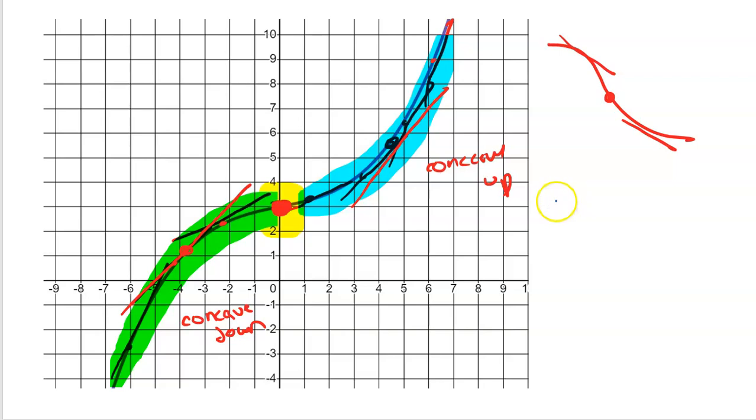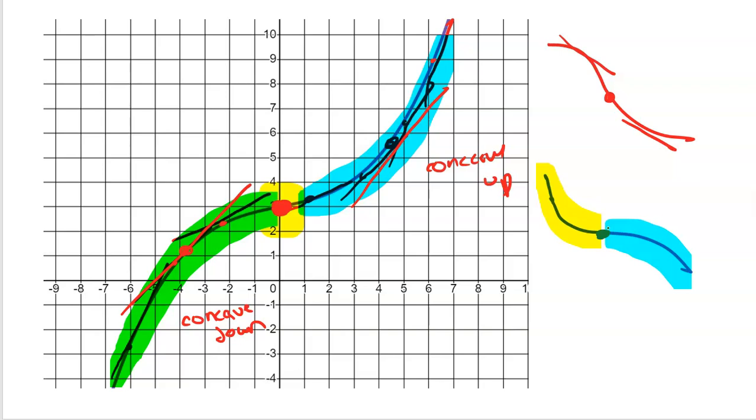Here's maybe another example. What's going on in this function? Right here, I'm concave up. Right here, I'm concave down. So wherever that switch was made in the middle is an inflection point. Hopefully, after this video, it's very easy for you to look at a graph and understand concave up or concave down. I really hope so.